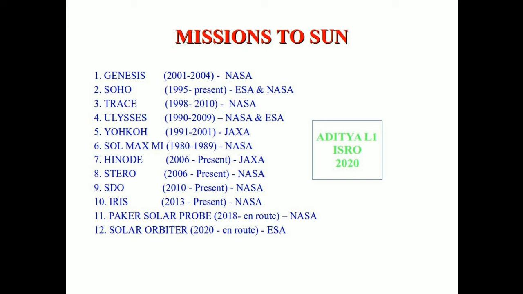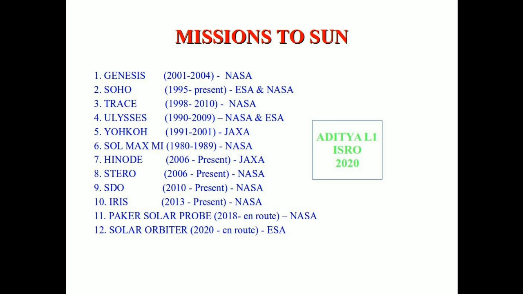Sixth one, Solar Max mission. It is launched by NASA and which is designed to study the sun at the height of its 11-year solar cycle when solar flares and coronal mass ejections tend to be most frequent. Seventh one, Hinode or Solar B. Its operating period is between 2006 to present. It is launched by JAXA, means Japanese Aerospace Exploration Agency. It focuses on the solar corona.